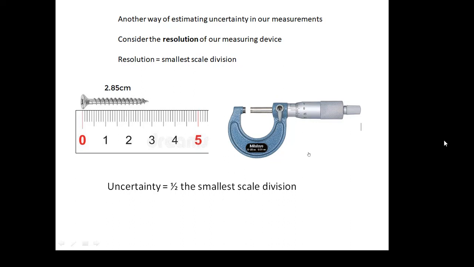A general rule of thumb is that our uncertainty is equal to half the smallest scale division. So if the smallest scale division is a millimetre, then our resolution is a millimetre. Sorry, our uncertainty is half a millimetre.